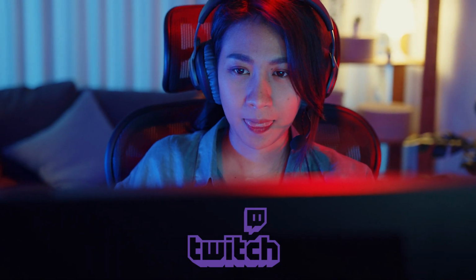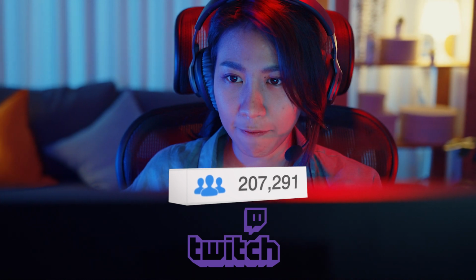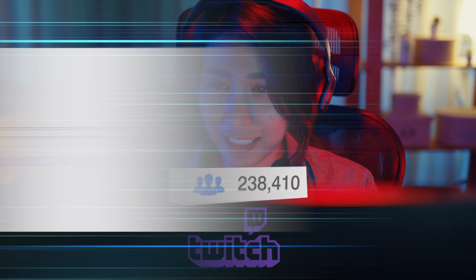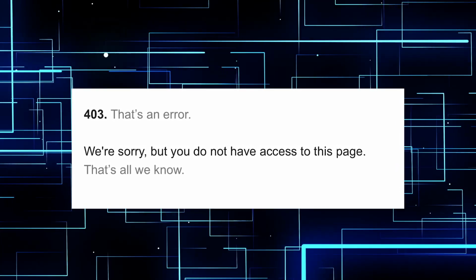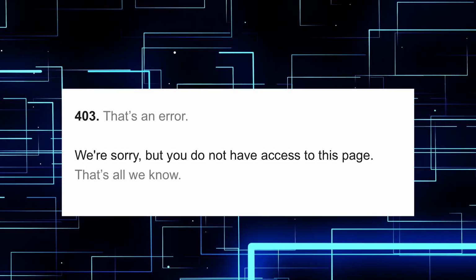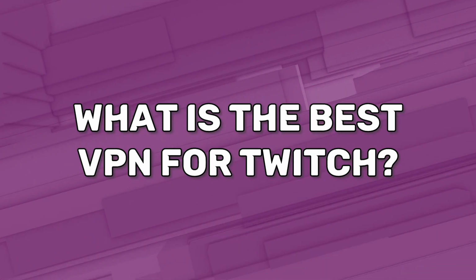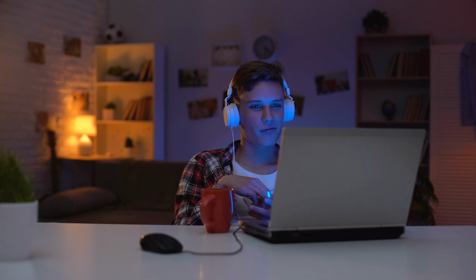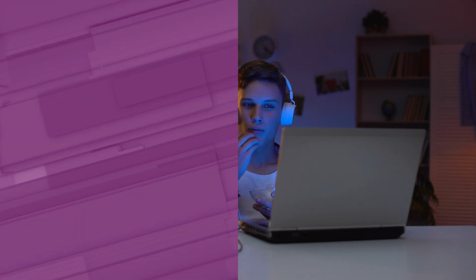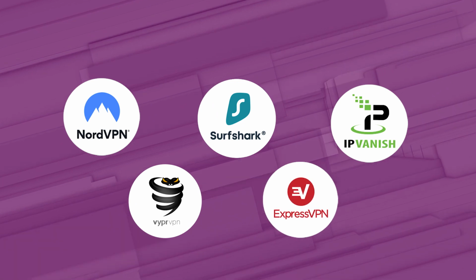Right now, Twitch is the most popular platform for watching live streams of video games. But there are infamous Twitch bans or geo-blocks, which means that some people don't have the opportunity to access the platform at all. So what is the best VPN for Twitch streaming, which allows you to unblock the platform and watch streams in high quality and without endless buffering? Here are my top 5 Twitch VPNs. I'm going to briefly explain what sets these services apart when it comes to unblocking Twitch streams.